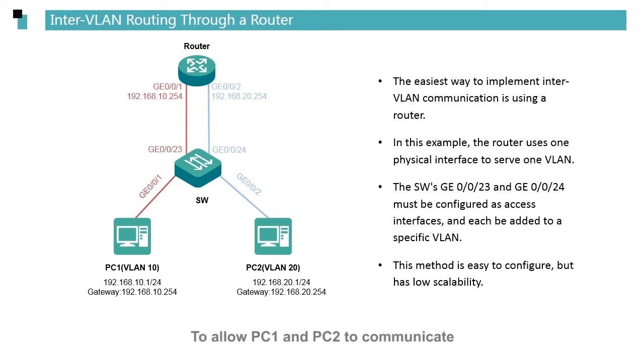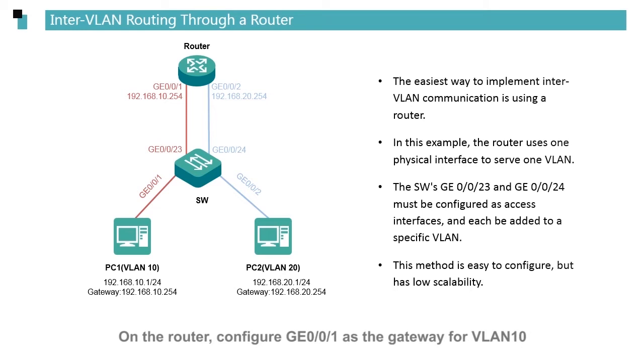To allow PC1 and PC2 to communicate, configure the switch's GE0/0/1 and GE0/0/23 as access interfaces, and add them to VLAN 10. The link in red is used for VLAN 10. Similarly, configure the switch's GE0/0/2 and GE0/0/24 as access interfaces, and add them to VLAN 20. The link in blue is used for VLAN 20.